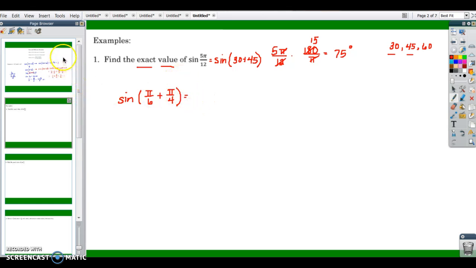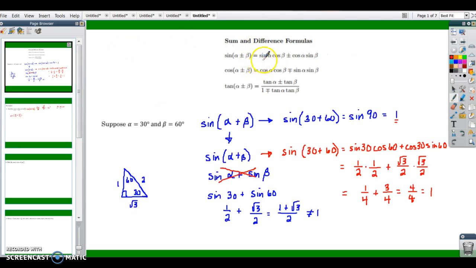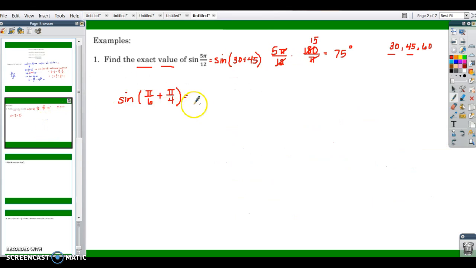My formula for the sine of the sum: sine of the first, cosine of the second, plus cosine of the first, sine of the second. So sine of the first, sine of pi over 6, times the cosine of the second, plus the cosine of the first, times the sine of the second.